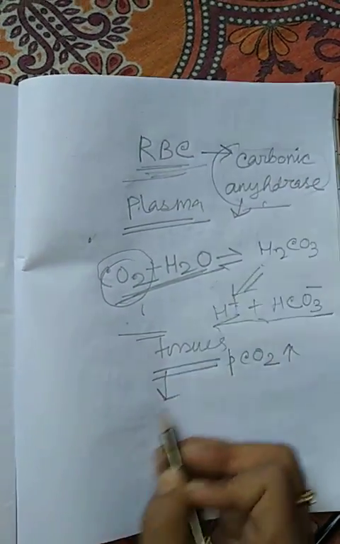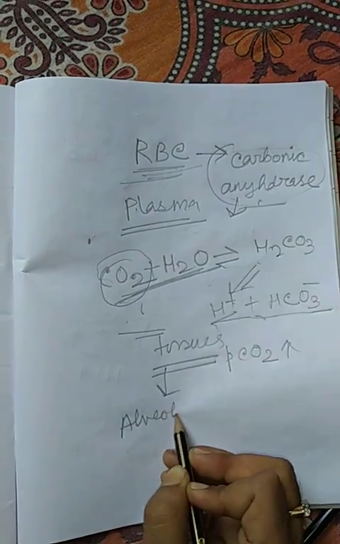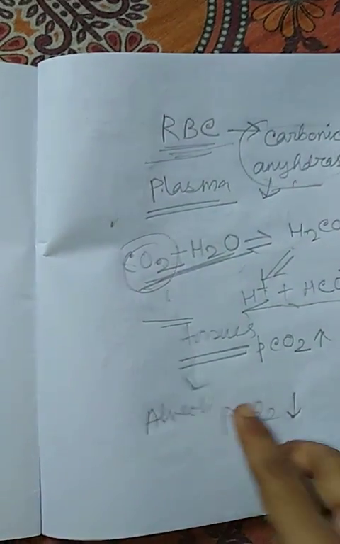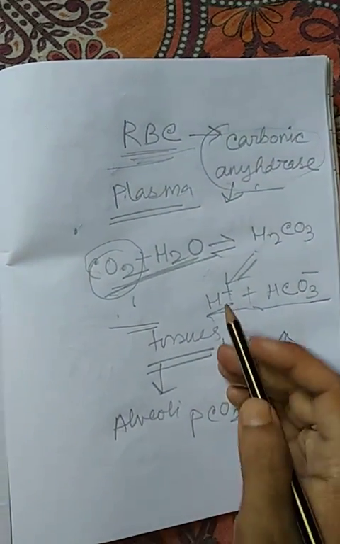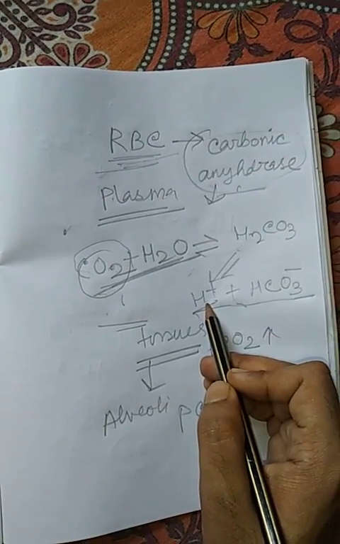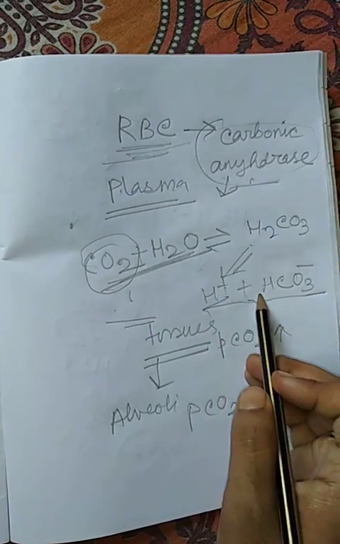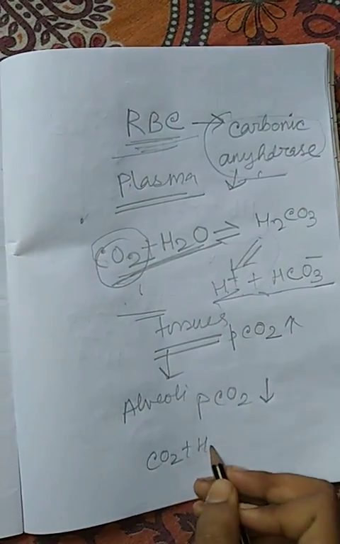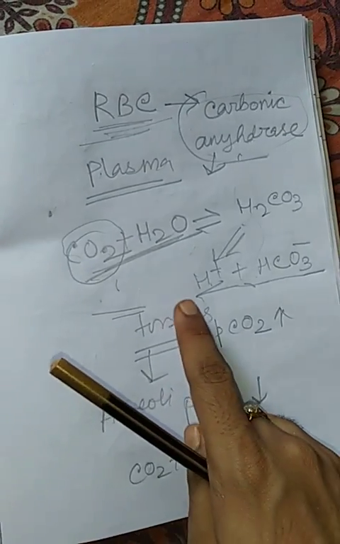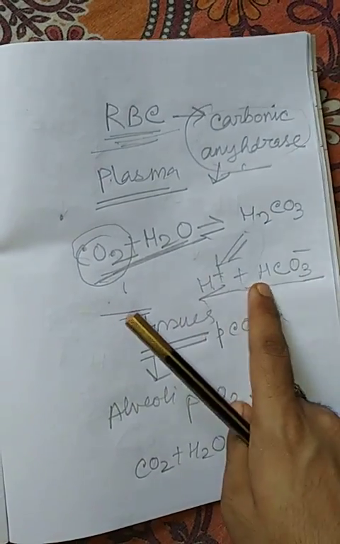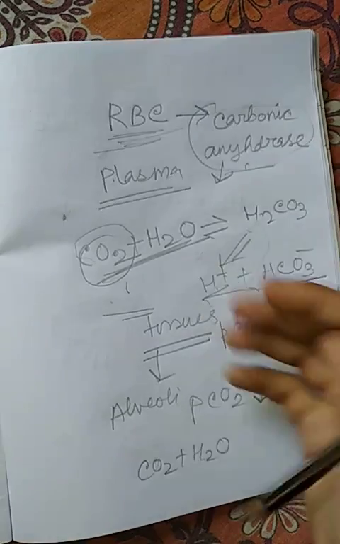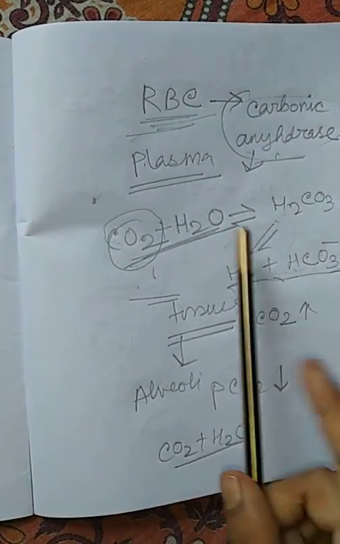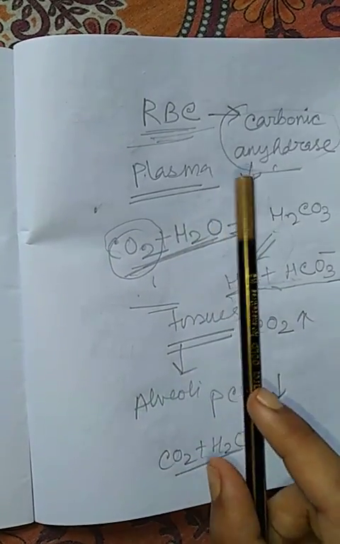But in alveoli, PCO2, meaning the partial pressure of carbon dioxide, is low. Then again, as it is a reversible reaction, this is converted into CO2 and H2O. So in tissue, what is formed? H positive and HCO3 negative. But in alveoli, they are again converted into CO2 and H2O, because this is a reversible reaction.